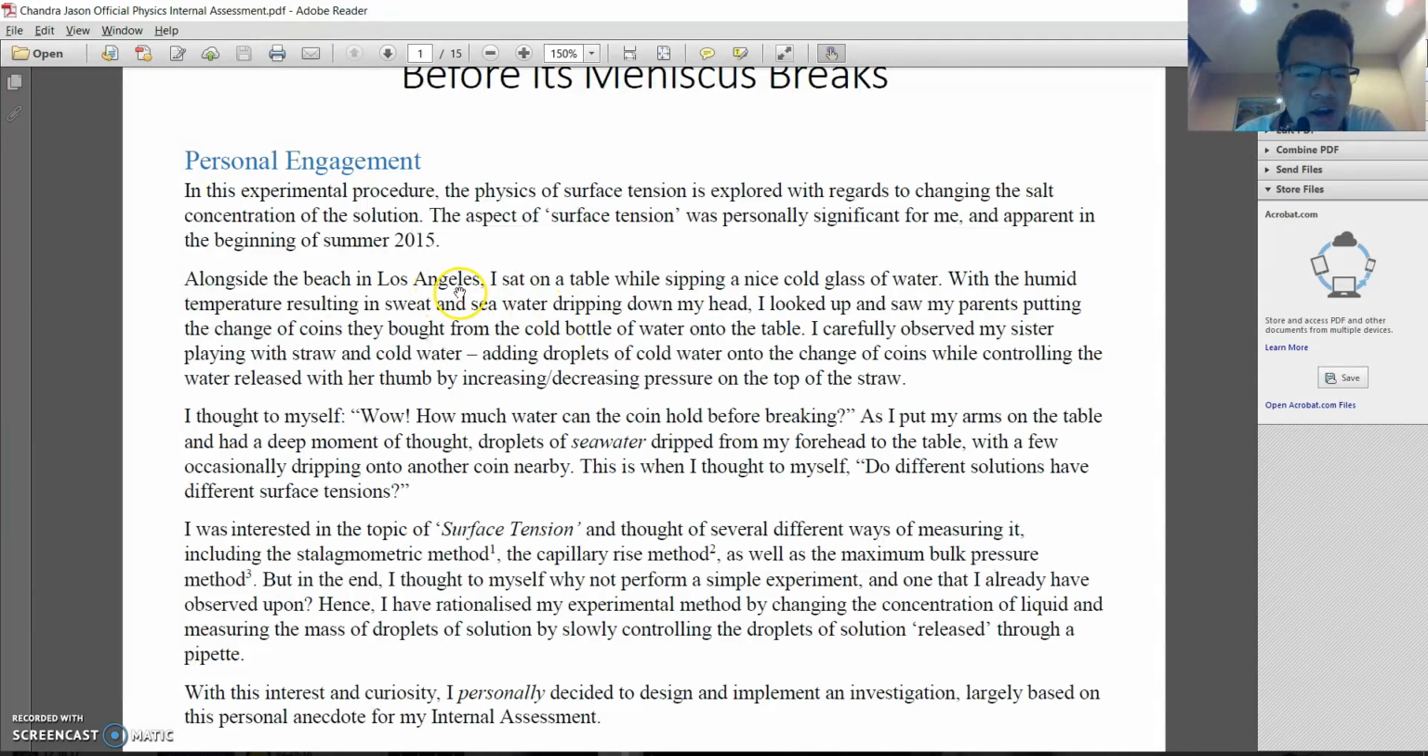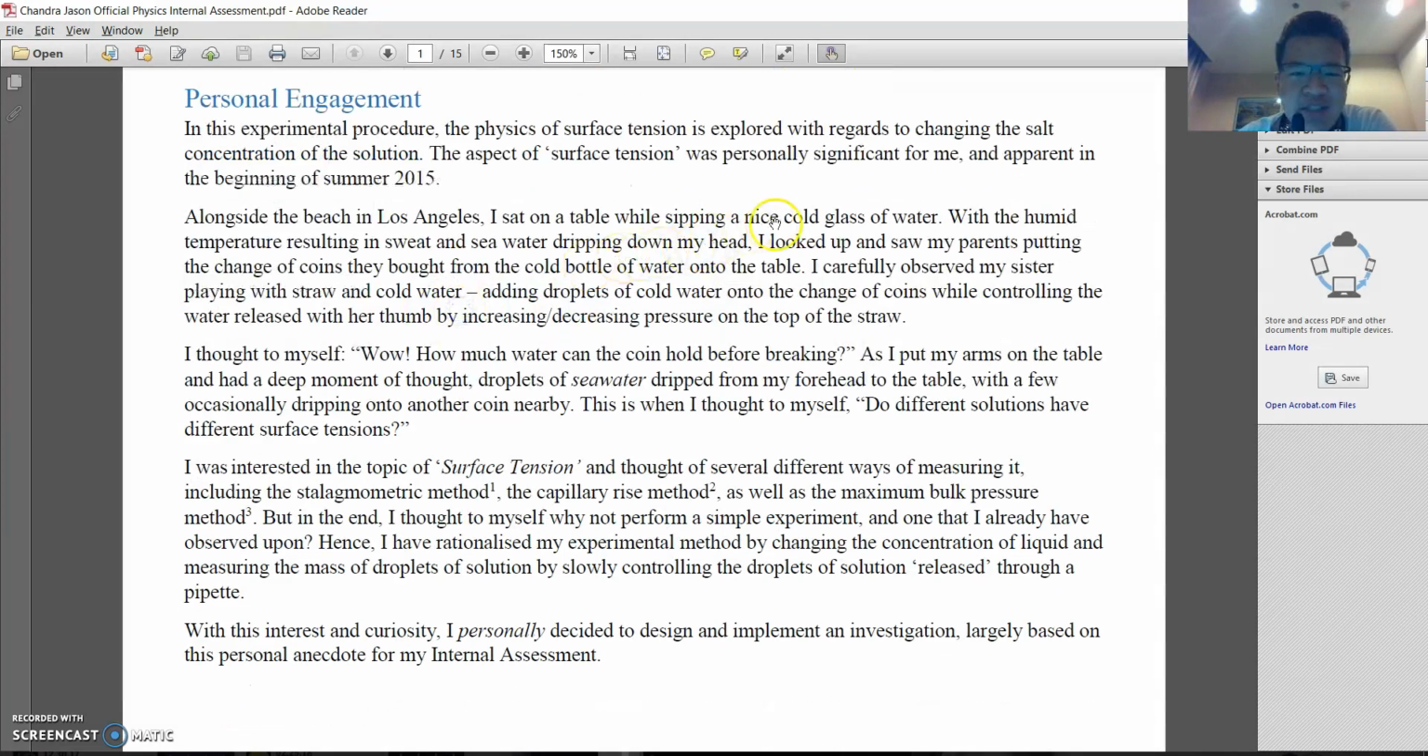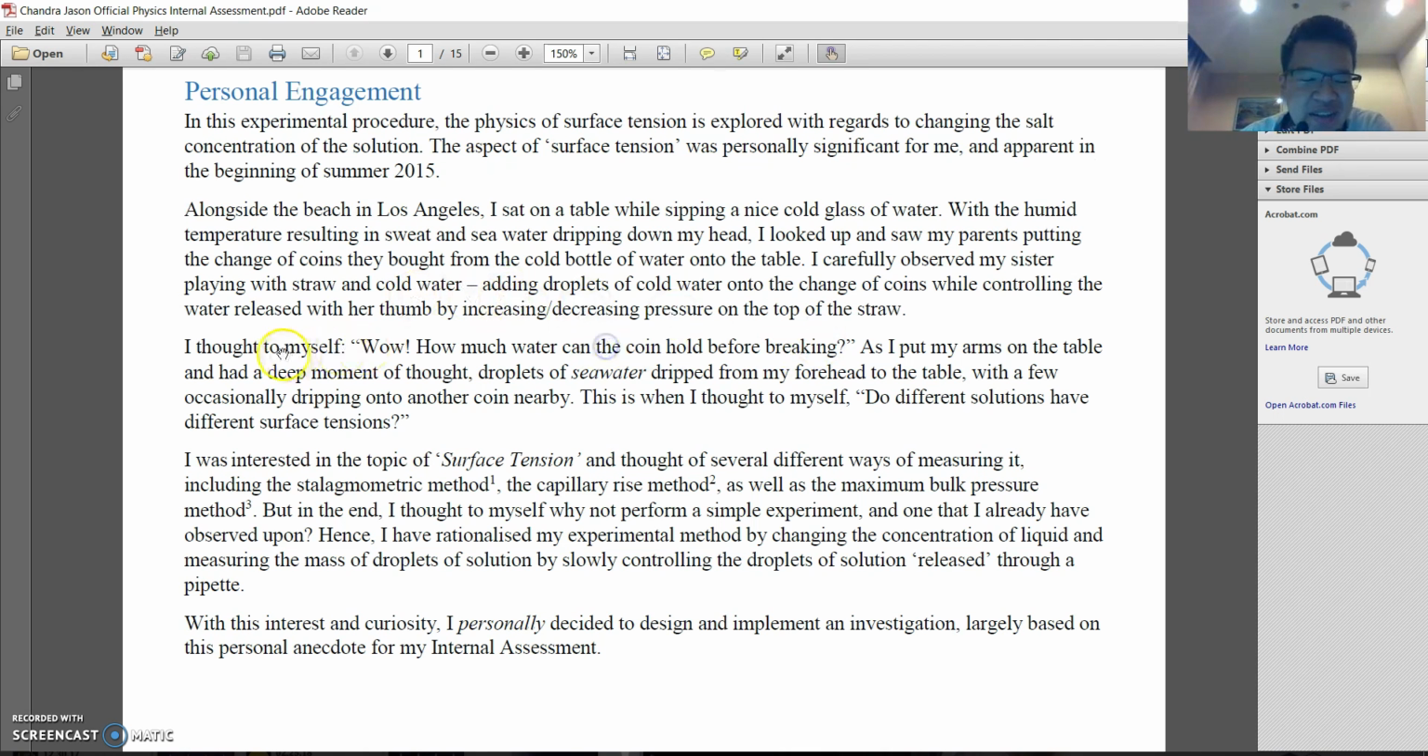So I said, along the beach in LA, I sat on the table while sipping a nice cold glass of water. I looked up and saw my parents putting the change of coins they got from the cold bottle of water on the table. I carefully observed my sister playing with a straw and cold water. Like, you know, when you have a straw and you control the pressure up, down, and then drops of water would drop down. That's pretty cool. I thought to myself, wow, so how much water can the coin hold before breaking?